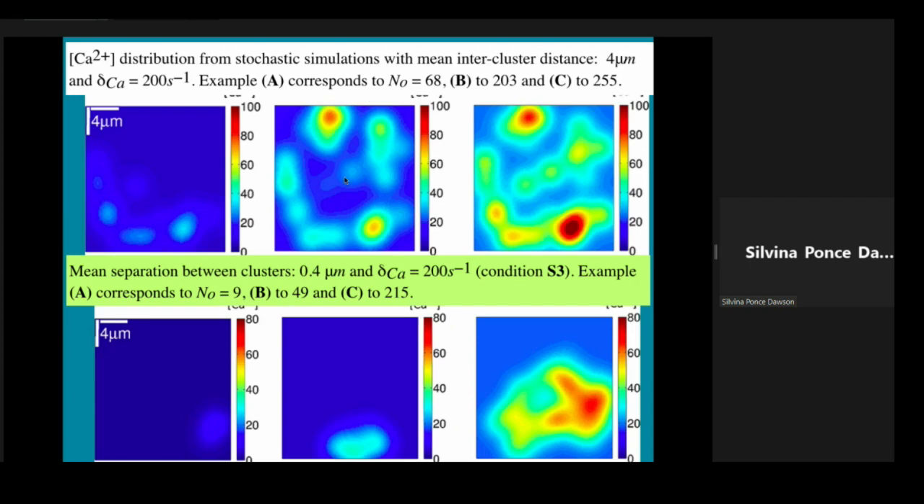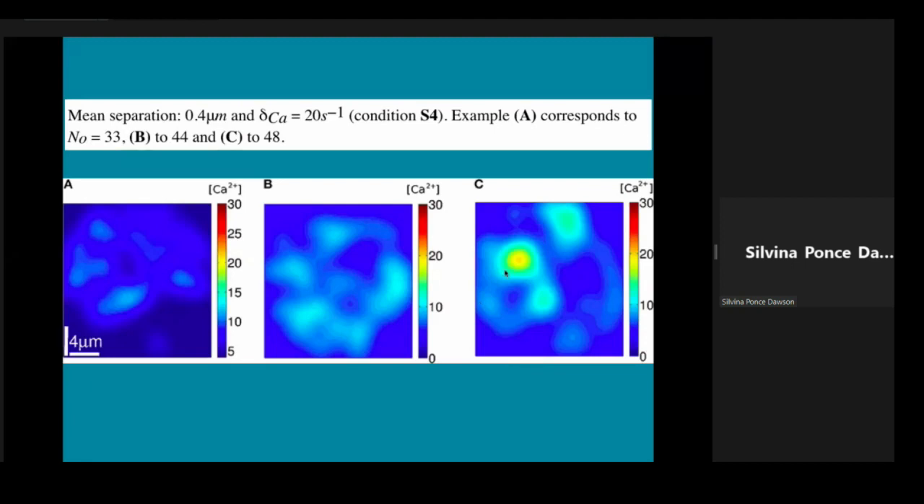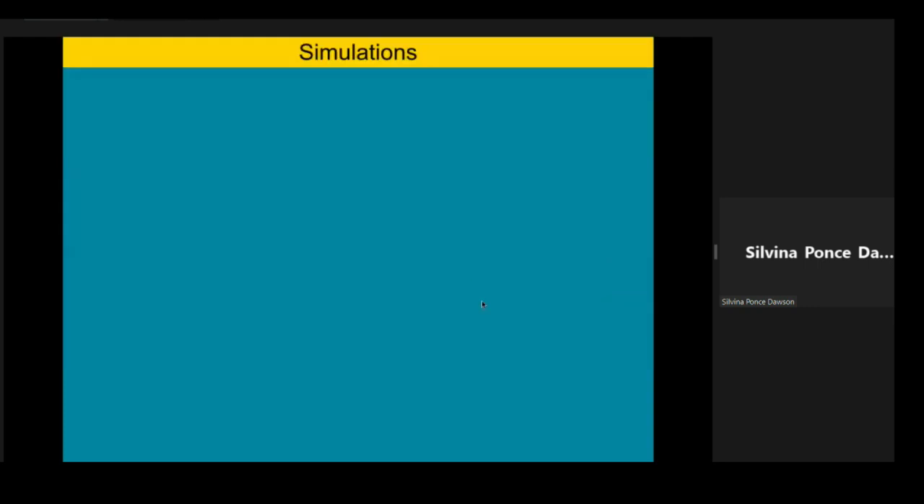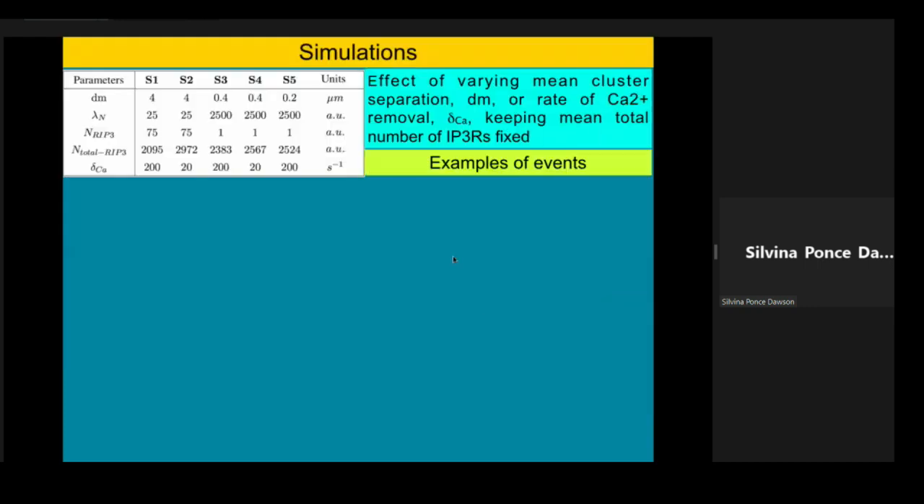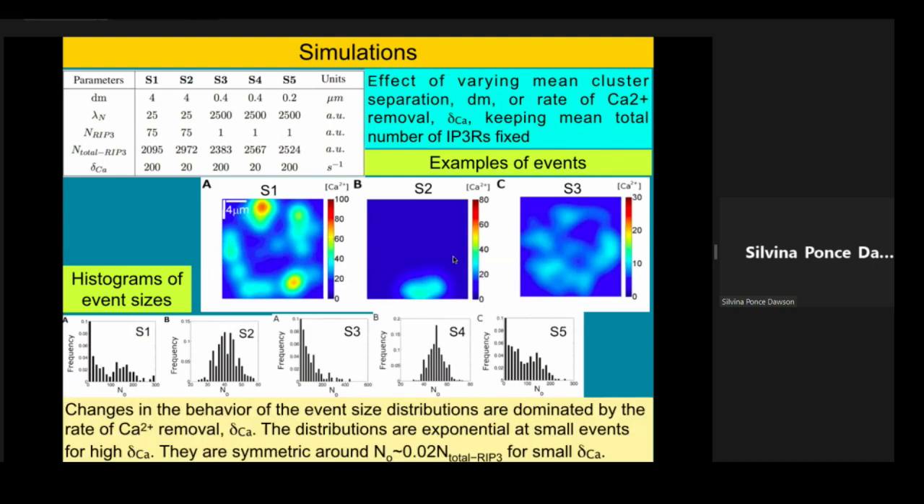This corresponds to a large intercluster distance. This corresponds to a smaller intercluster distance, but with a large rate of calcium removal. And we still see some inhomogeneities here. And this is with a more slow removal of calcium, and we see everything is slightly more uniform. So this is like a little bit of everything all together.